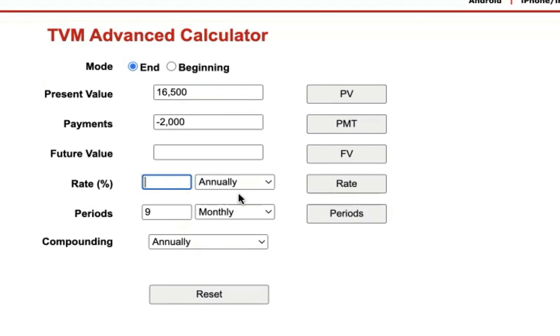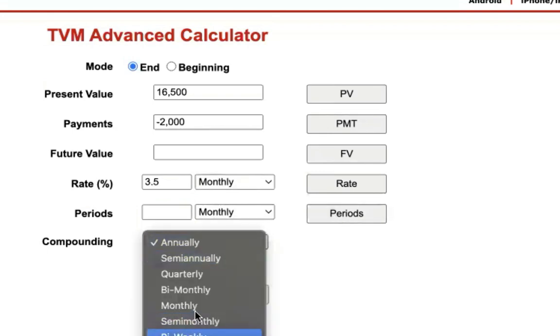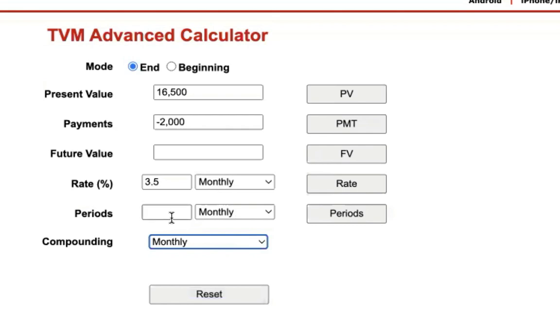So if it is 3.5% monthly, okay, so we are looking for how many monthly periods. So monthly rin tayo dito, no? So on the compounding. So how many periods is she going to pay for this? So 16,500 present value, that's how much she owes, and then she's going to pay 2,000 pesos, right? And then the rate of interest is 3.5%.